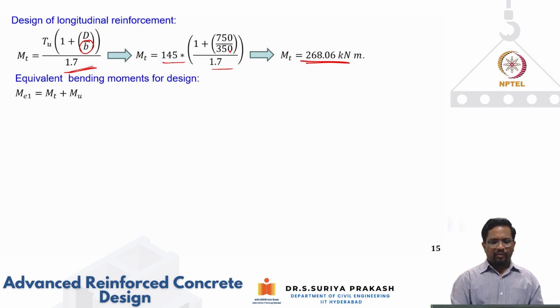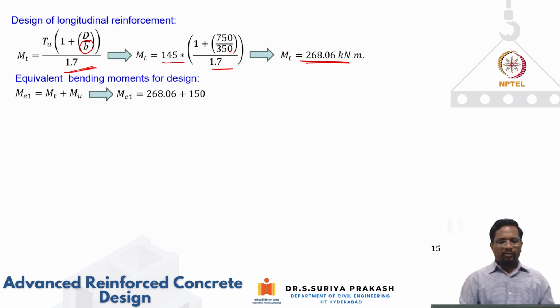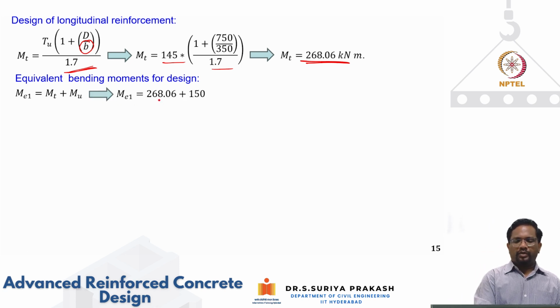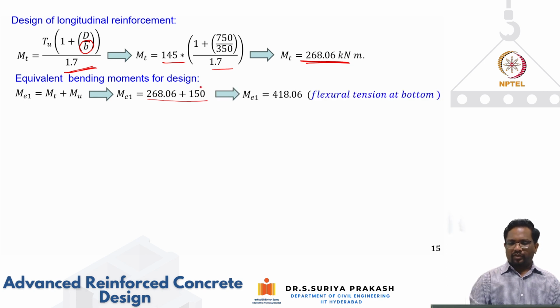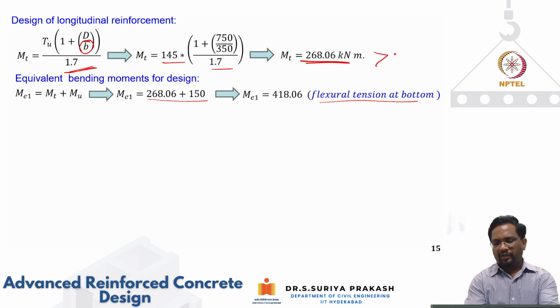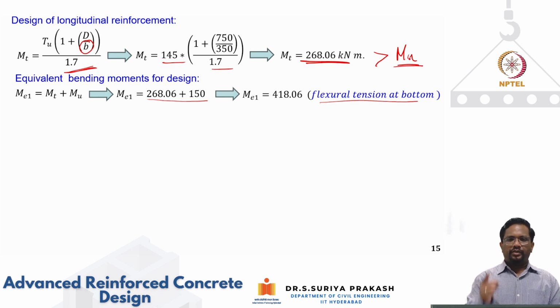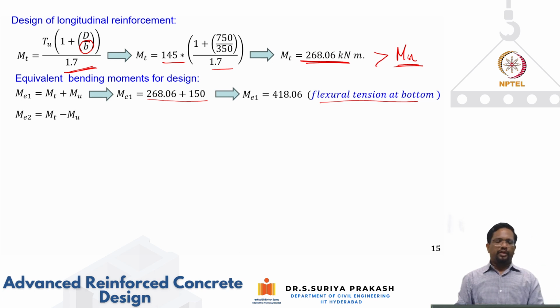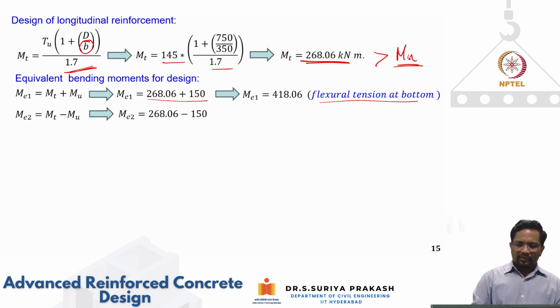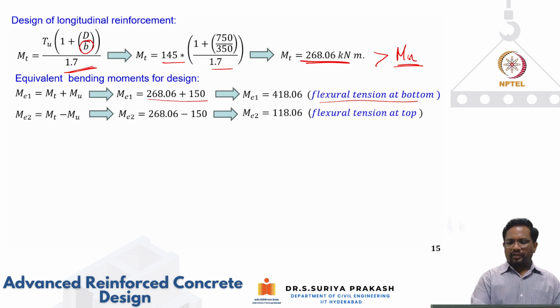Now for ME1 and ME2, we have to check for both. ME1 is 268 plus 150, that works out to be 418, which is going to create flexural tension at the bottom. Now you find that MT is greater than MU, which is 150, so I need to definitely design for ME2 as well. ME2 is MT minus MU, and that difference works out to be 118.6. That is going to create flexural tension at the top.